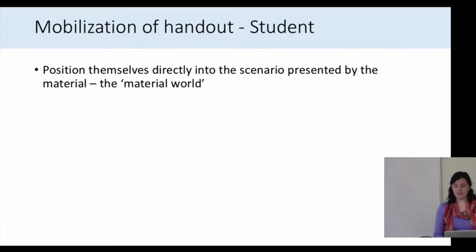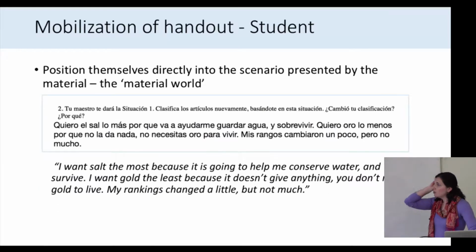And one example of this is a student who wrote, in response to this item number 2, "rank them again, did your ranking change? Why?" And she wrote, "I want salt the most because it's going to help me conserve water and survive. I want gold the least because it doesn't give anything. You don't need gold to live." And so she's really imagining herself in this space that's been created by the material.